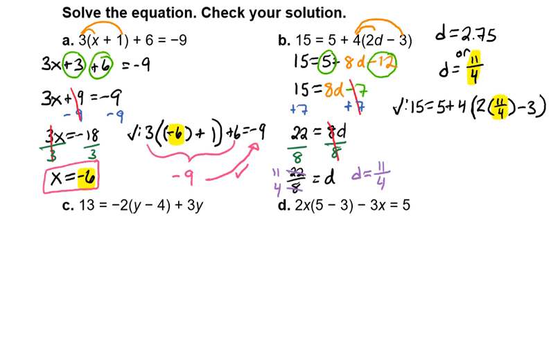And then we're going to go ahead and work out this right-hand side, and I'm definitely going to use my calculator here. So I'm going to plug in 5 plus 4 parentheses 2 parentheses 11 divided by 4 close parentheses minus 3 close parentheses. And when I hit enter, I'm going to see that I get a 15, and that checks out. And so 11 over 4, or 2.75, is our correct answer.